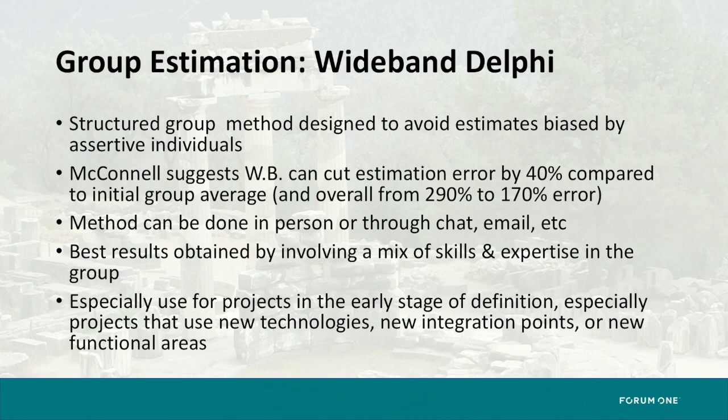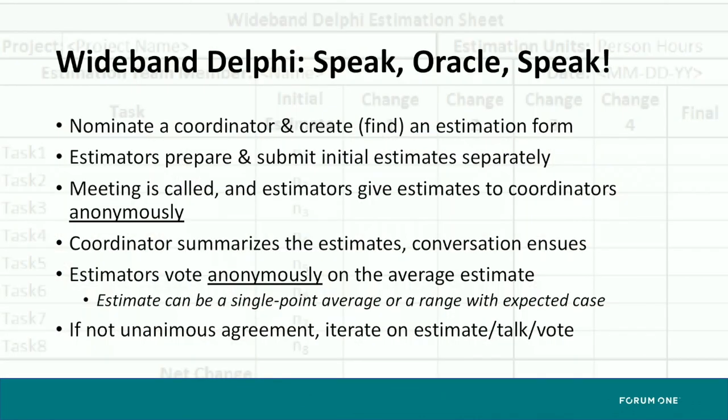McConnell suggests that Wideband Delphi can cut estimation error from 290% to 170%. So of course you read that and you think, whoa, great, so now my estimates are only 2 times wrong, not 3 times wrong, 4 times wrong. But even that amount of improvement in your estimation is a significant win. The method is best done in person, but can also be done through chat or email. The best results for any of these group estimation tasks is to use people with a mix of expertise. This is particularly good for projects in the early stage of definition, on the left edge of the cone of uncertainty, especially for projects that use new technologies.